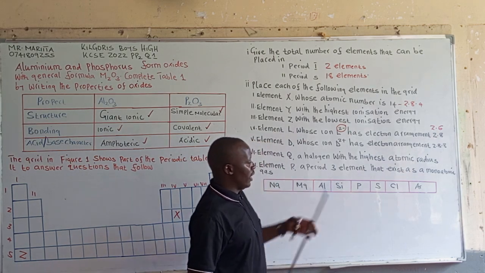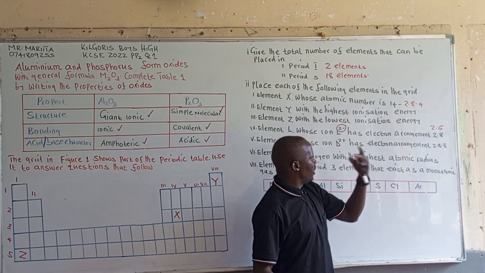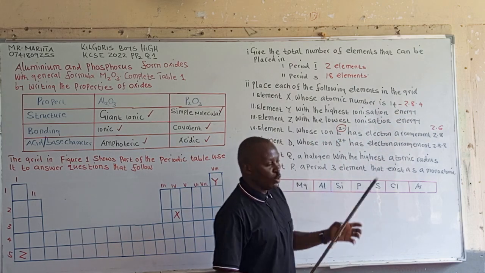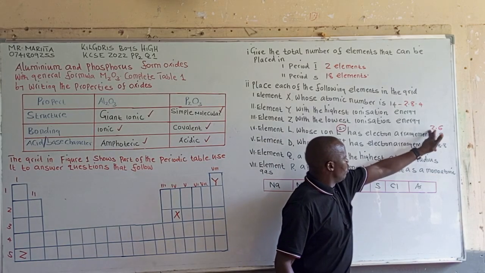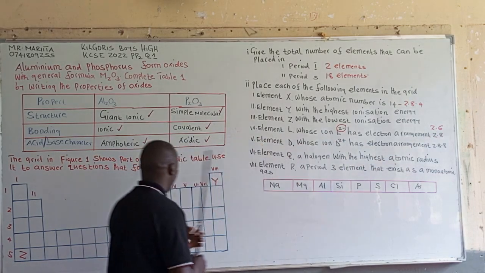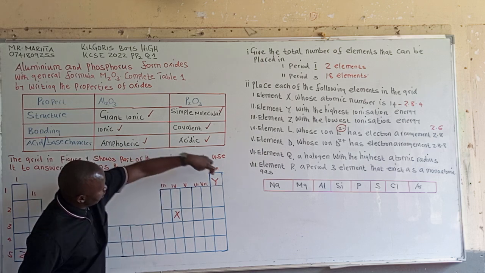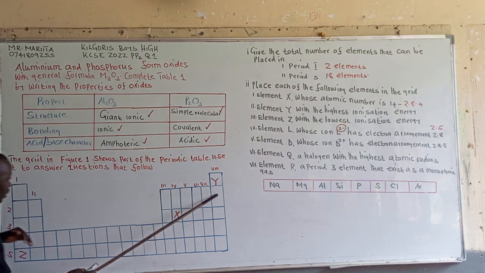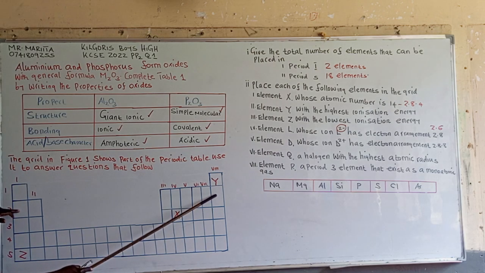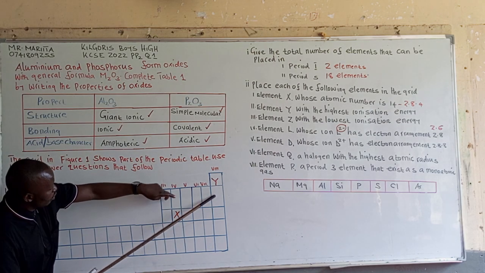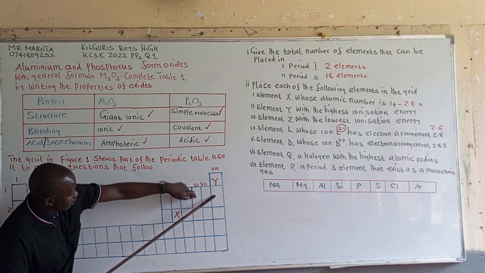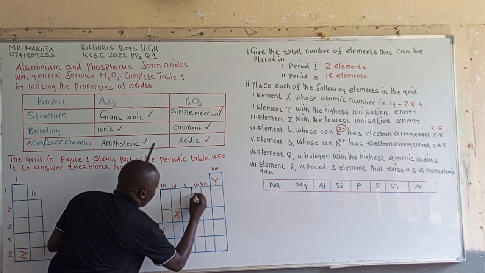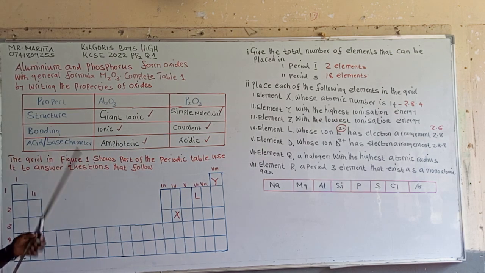So where do you find this element? The number of energy levels occupied is 2, because we have 1, 2. So you go to period 2. In which group? We have period 2, group 6. This is period 1, period 2. Then we have group 6, and we can count 1, 2, 3, 4, 5, 6. So element N is placed there.